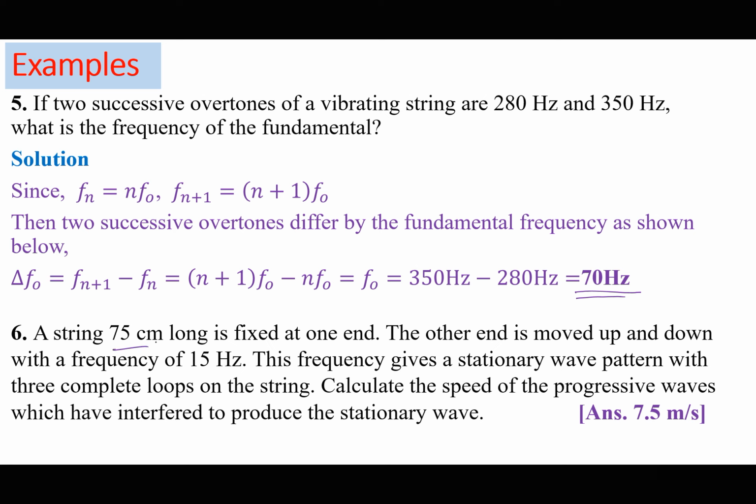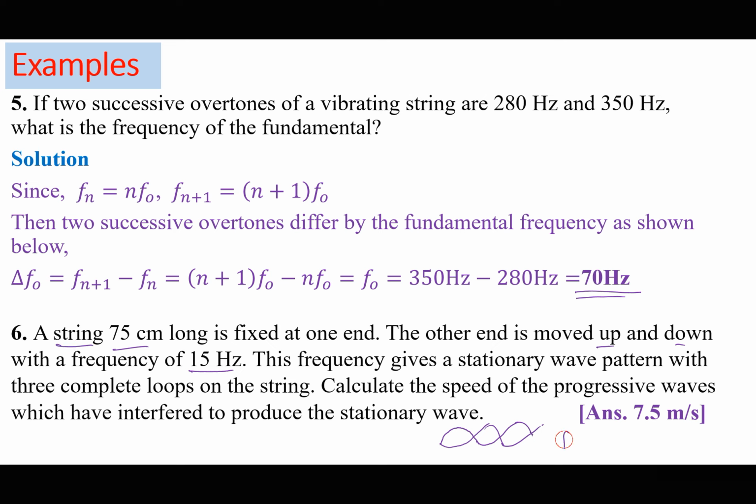A string 75 centimeters long is fixed at one end. The other end is moved up and down with a frequency of 15 Hertz. The frequency gives a stationary wave pattern with 3 complete loops on the string. So there are 3 complete loops: 1, 2, 3. And this is a string.